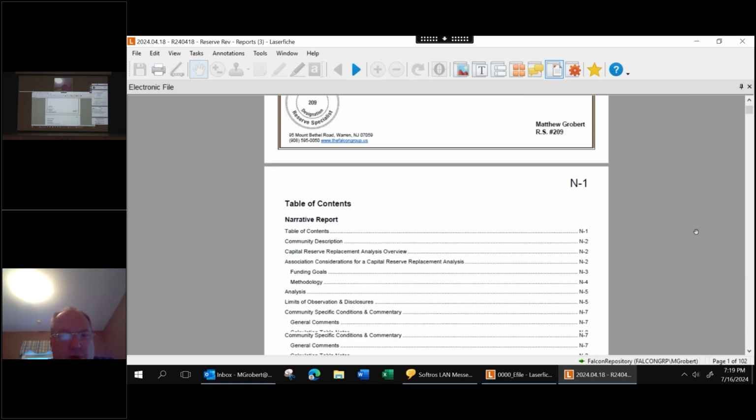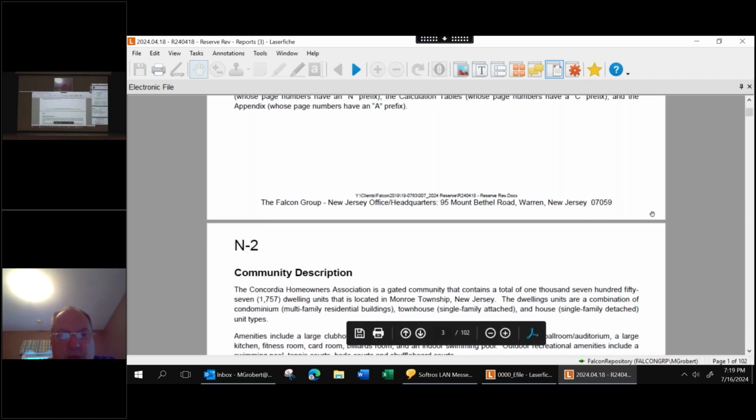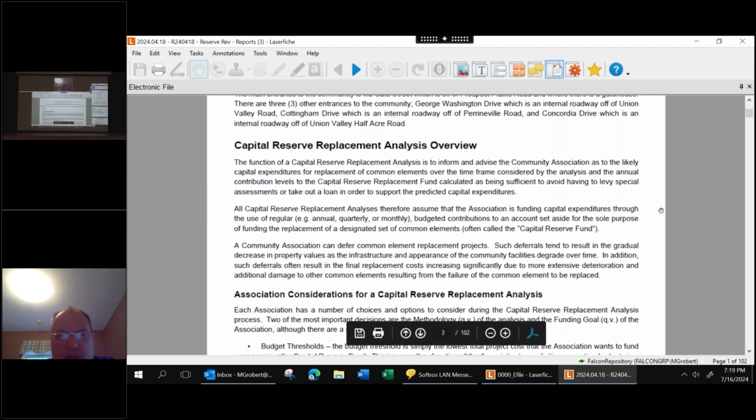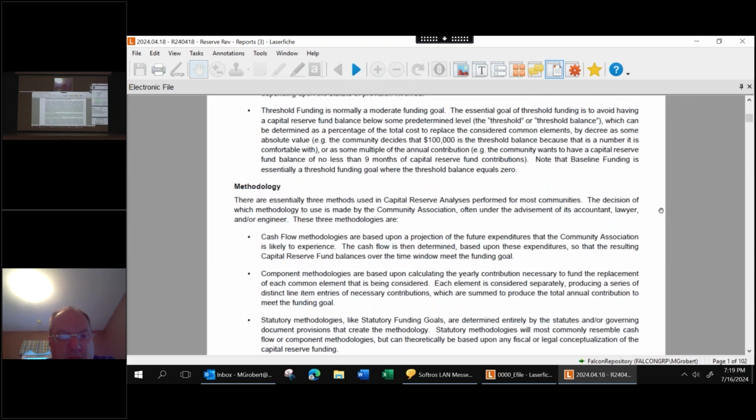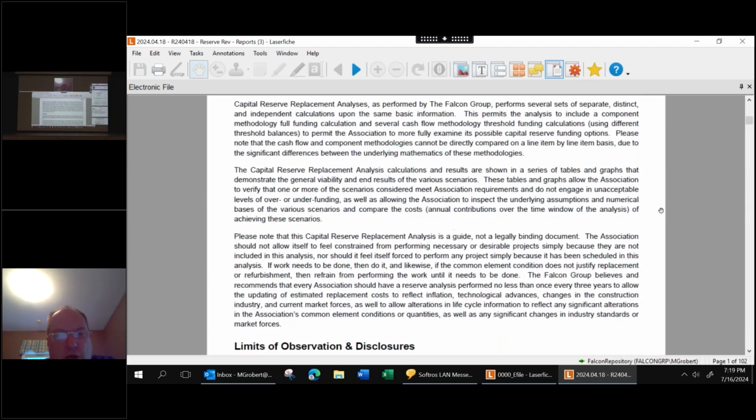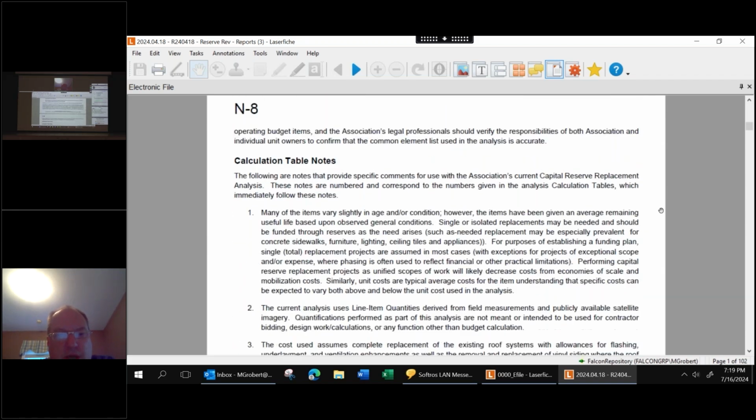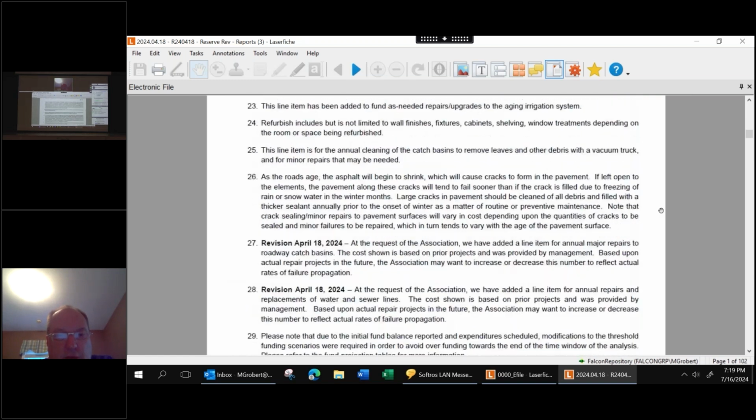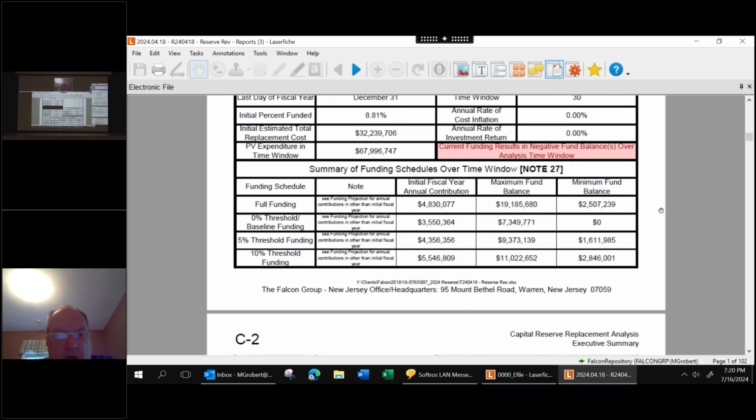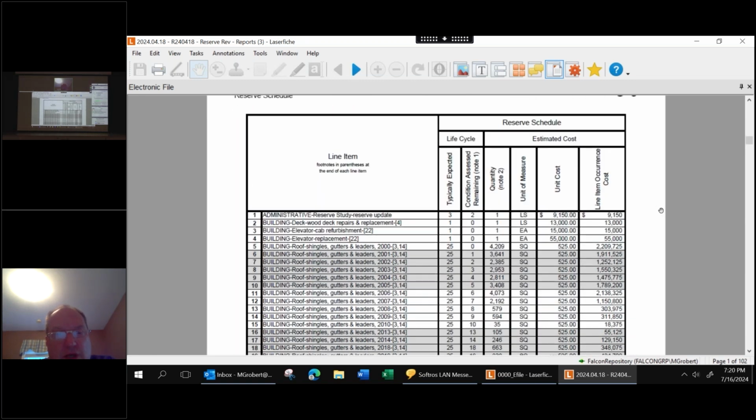So what I'm going to do is go through this with you as we typically do. I'm going to make the page a little bit bigger, page down, and if you're at home and following this, you have a copy of it. I'm going to go to page C3, which is the calculation schedules tables, the schedule of items. So if you go to page C3, you're going to see that's the very first page.